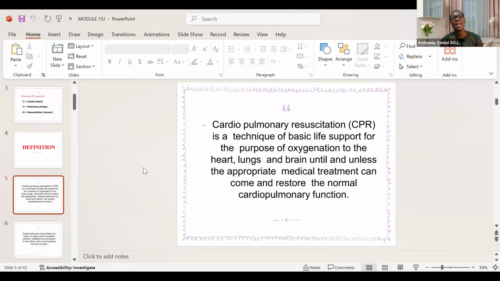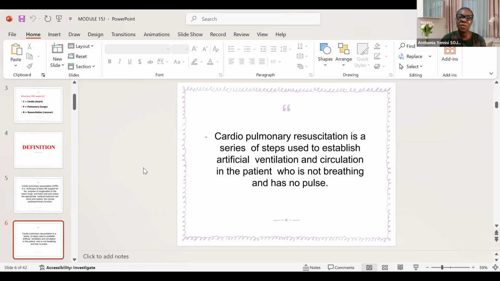It's a technique of basic life support for the purpose of oxygenation to the heart, to the lungs, and to the brain, until the appropriate medical treatment can come and restore normal cardiopulmonary function. Supposing you are working with your patient and the patient just slumps and passes out and is not responsive, and you feel for the pulse and you couldn't feel a pulse, the next thing you go to is cardiopulmonary resuscitation, which is CPR. I have a video we'll watch together when I'm done that better explains what I'm trying to teach.